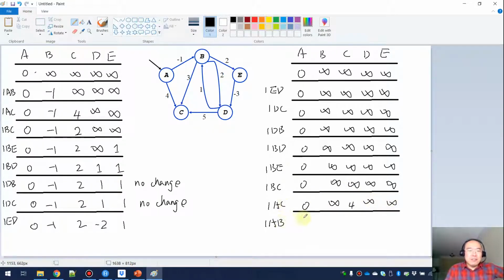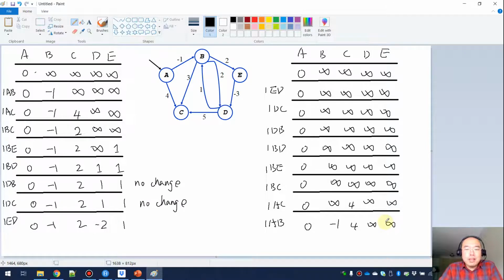And then how about 1AB? For 1AB, we can do 0, and then we can get to B with a -1, and then the 4, infinity, infinity. Okay, so it doesn't matter. This is only one iteration, right? So it doesn't matter if you're doing the left side or the right side. That is only for one iteration. And after we have done a total of 4 iterations, I can guarantee you, you're going to get the same thing. So, even though on the right side, we visit the edges in a way that we can't discover too much in the first round.